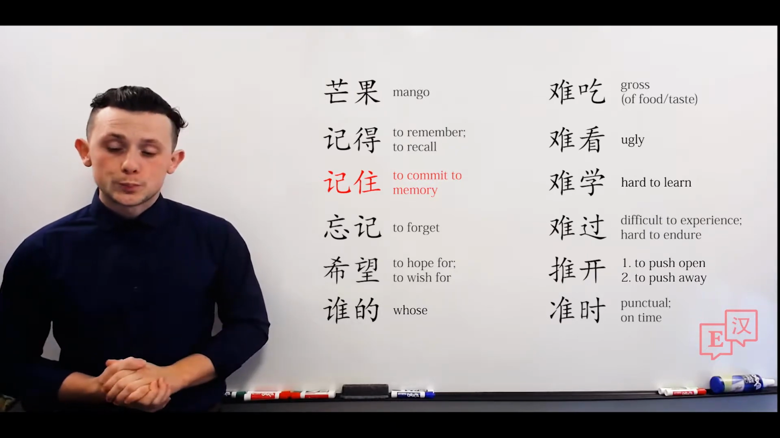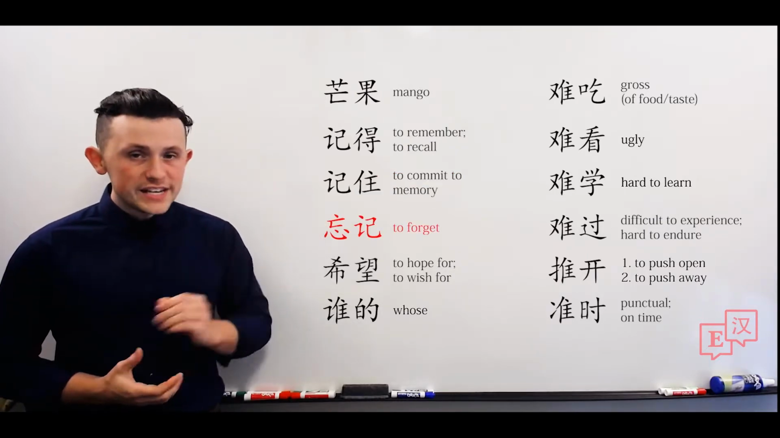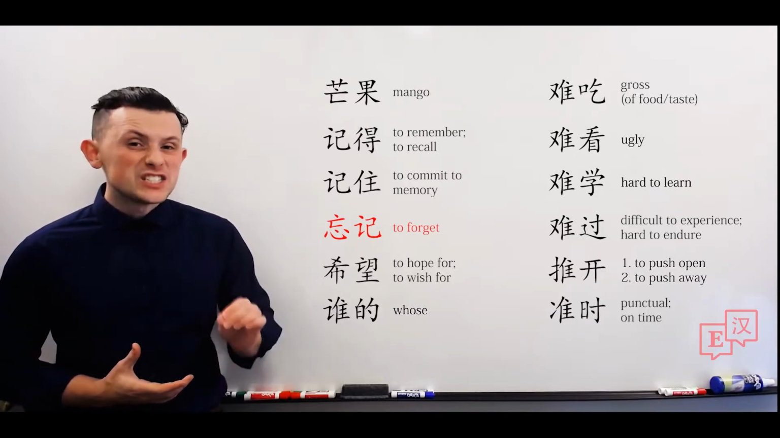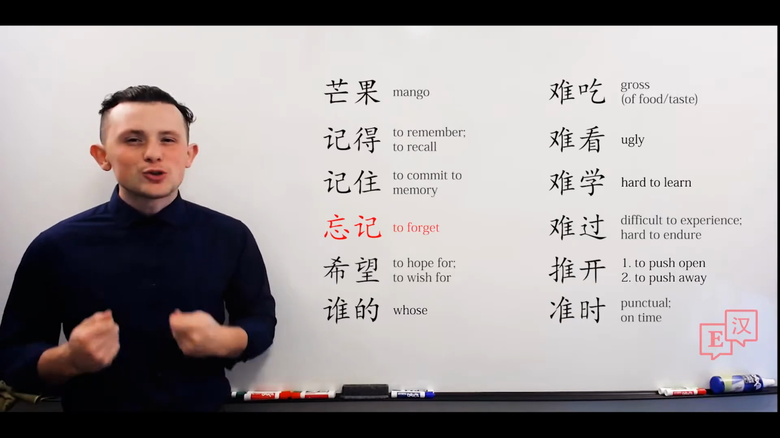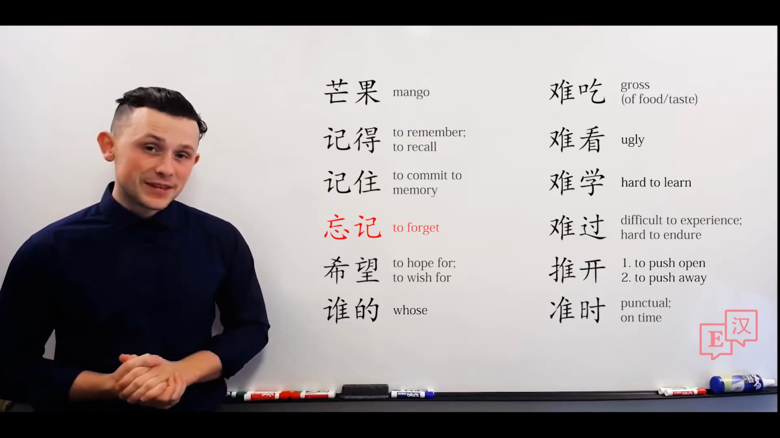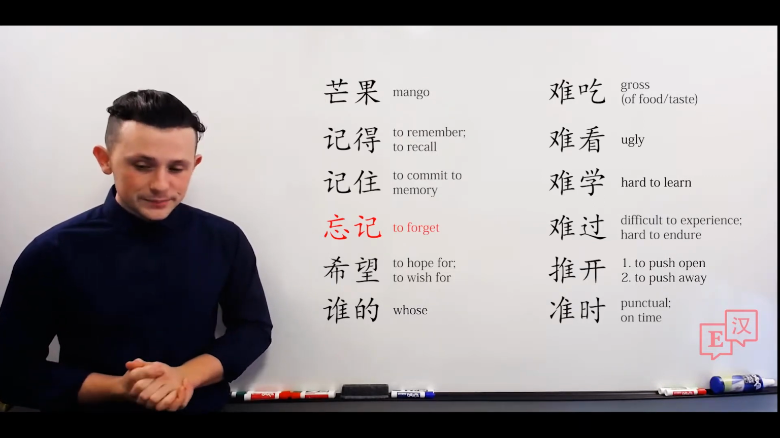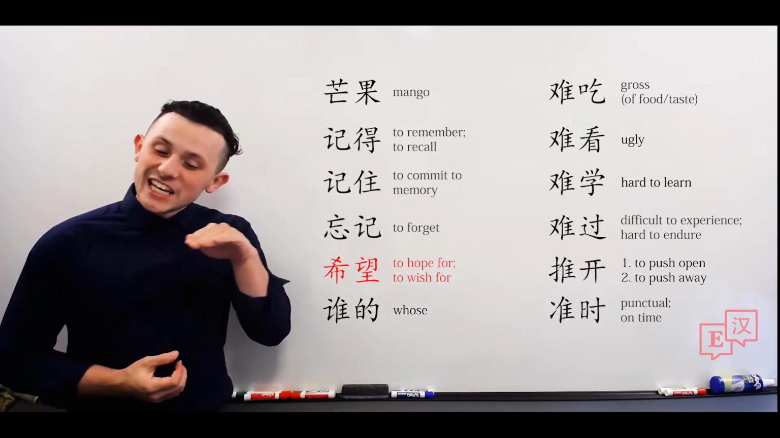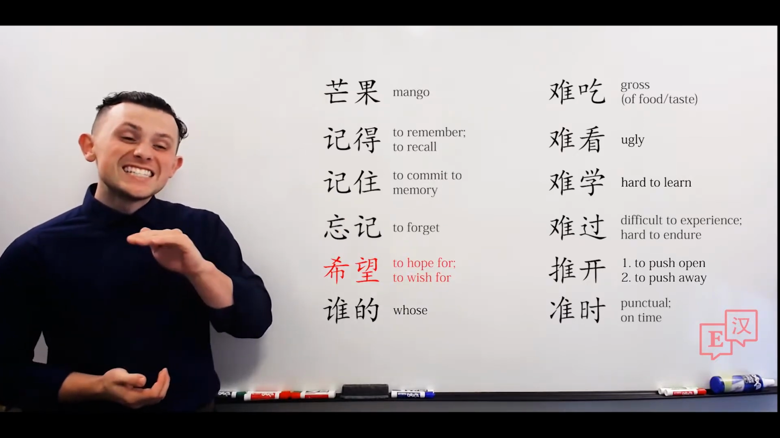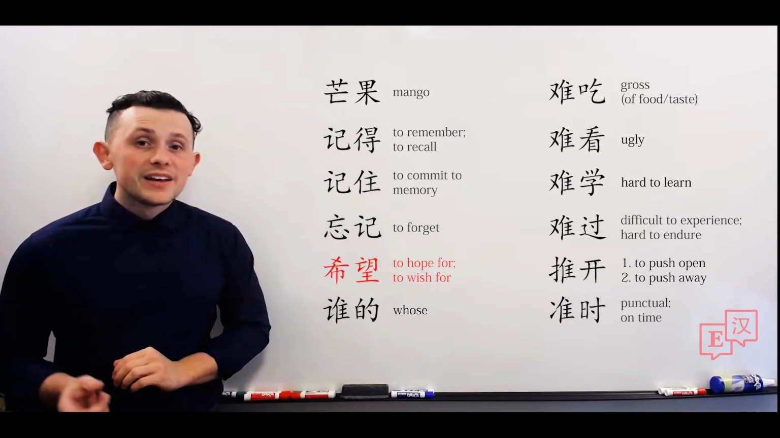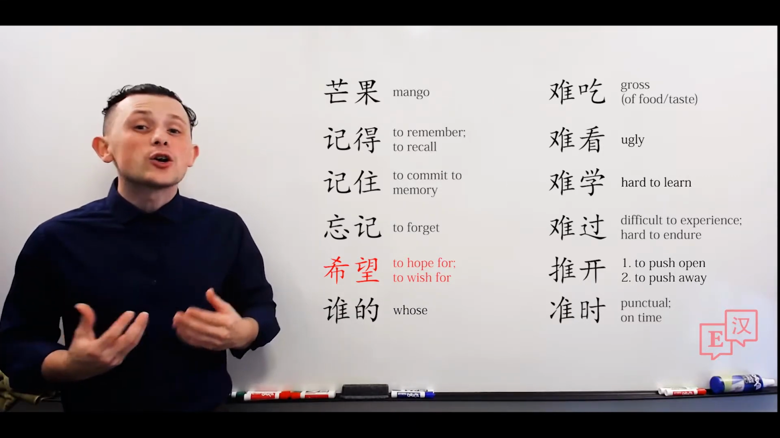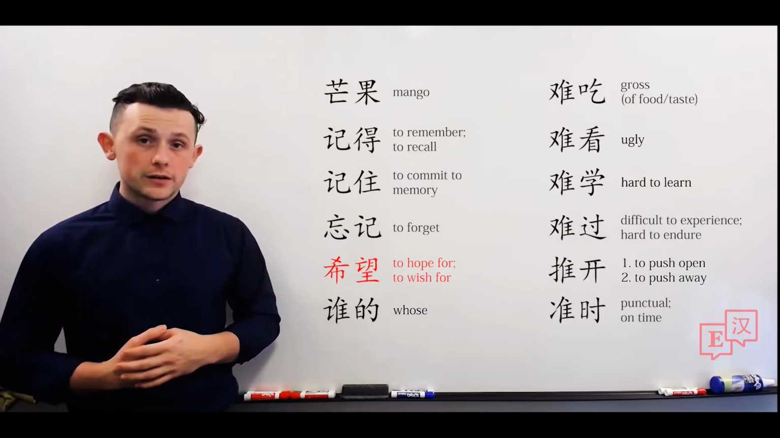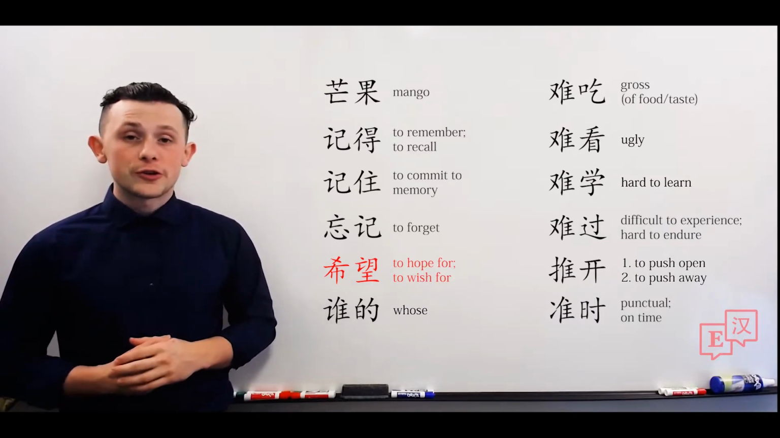忘记. To forget. This is the go-to verb for forgetting something. 希望. This verb means to aspire for something, to desire, or hope for something. And it is, again, our go-to verb for those.